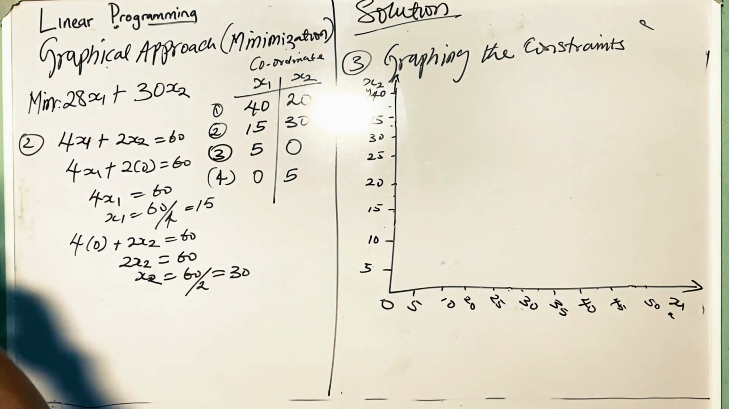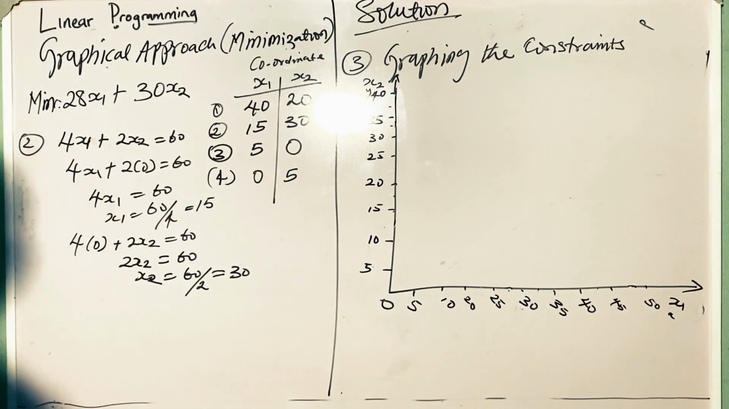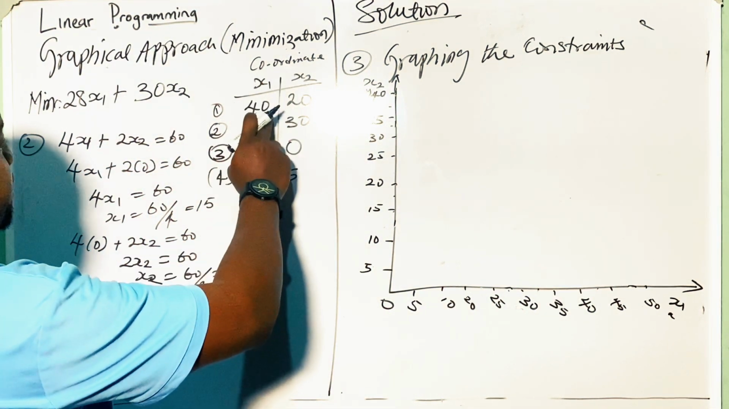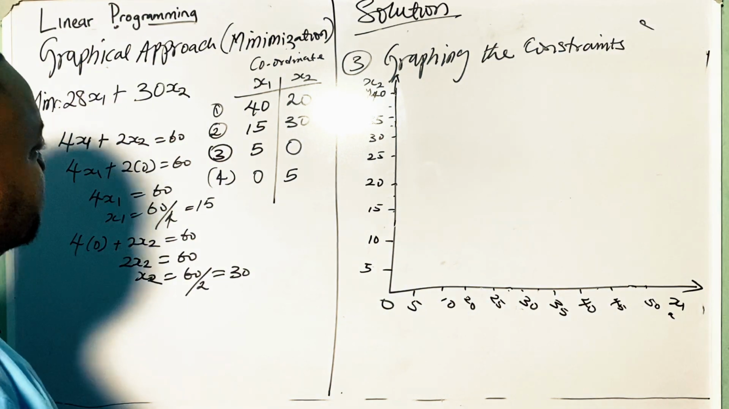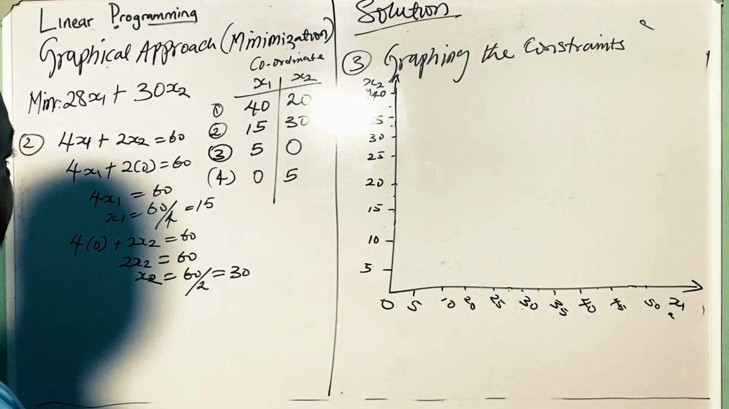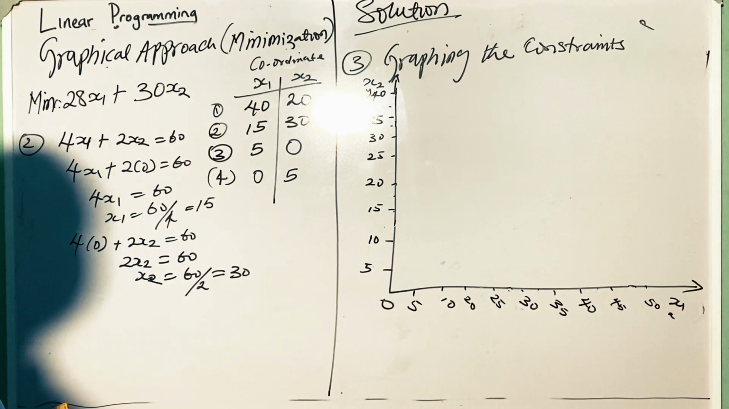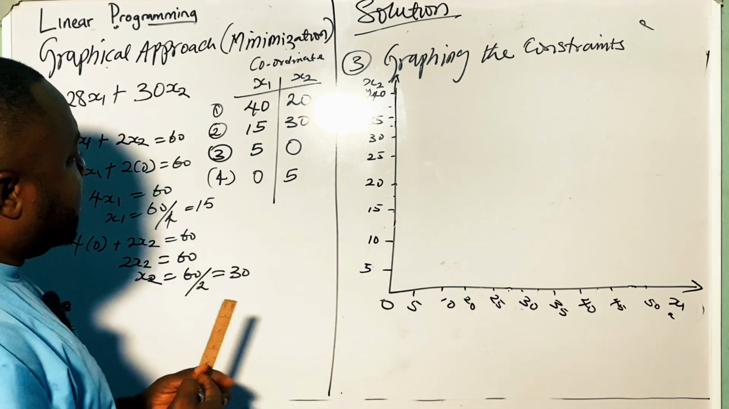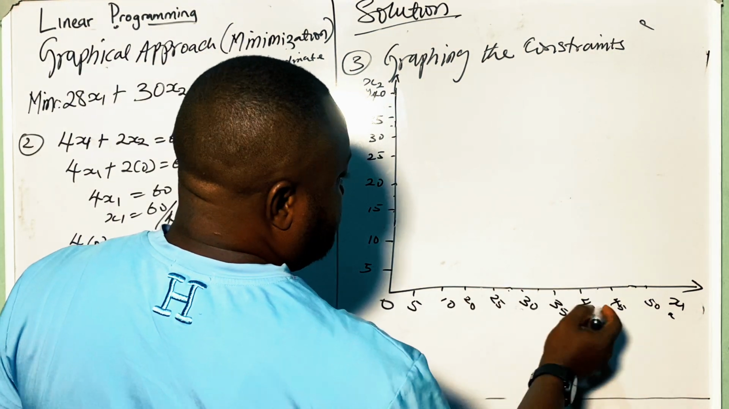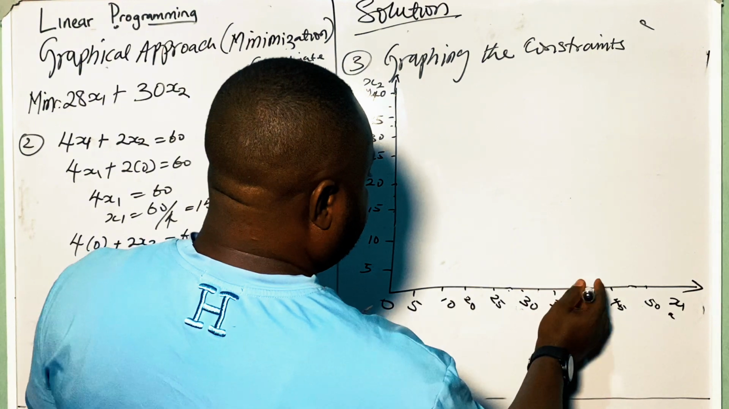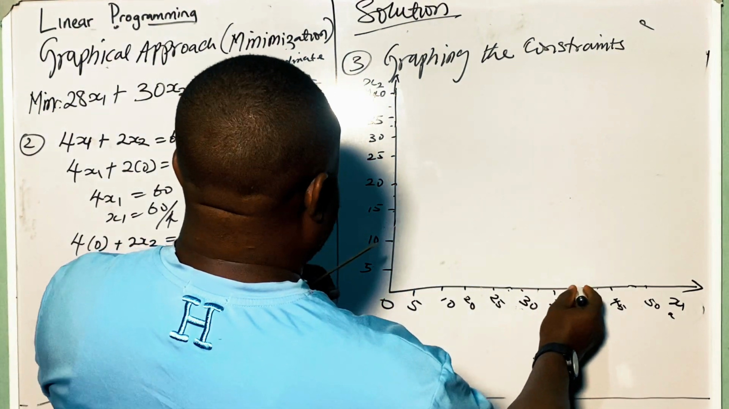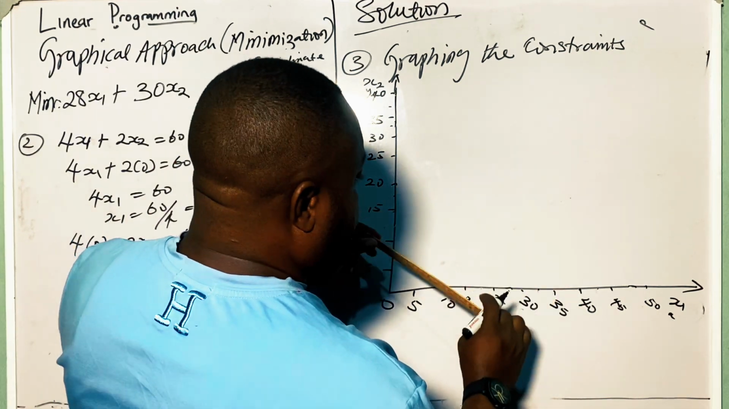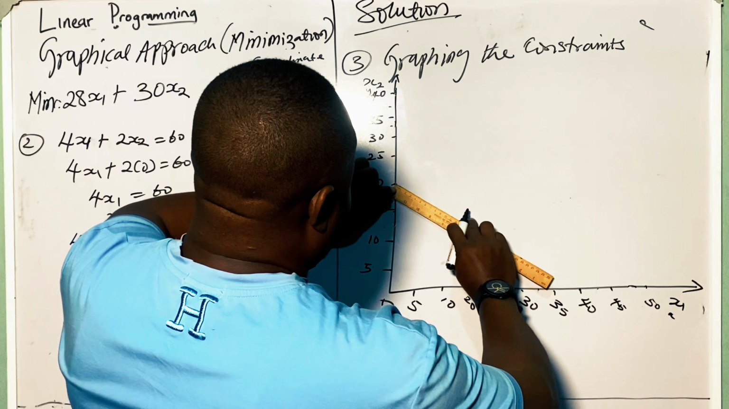So now this is the first constraint. We have that when x1 is 40, x2 is 20. This is my x1. My x1 is 40 here, and my x2 is 20. So we're going to join the 2 points, 40 for x1, 20 for x2.